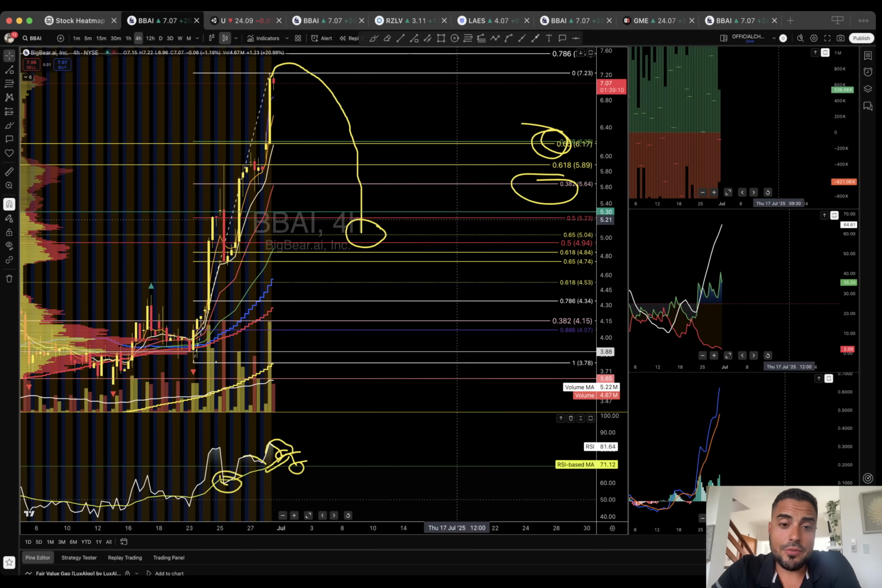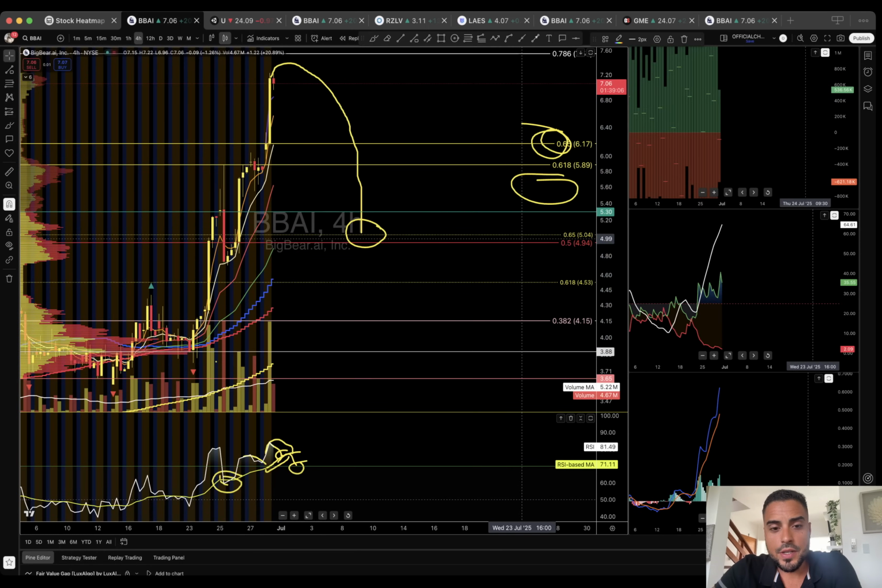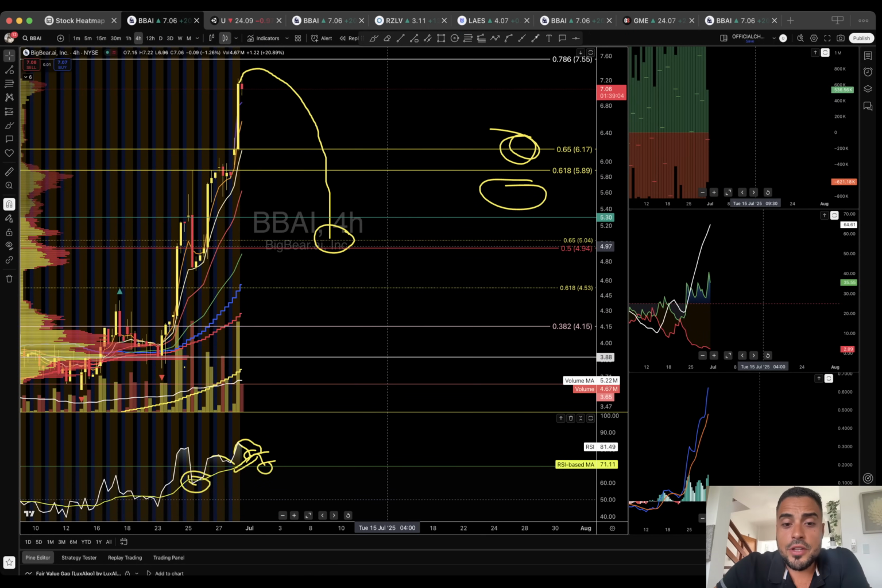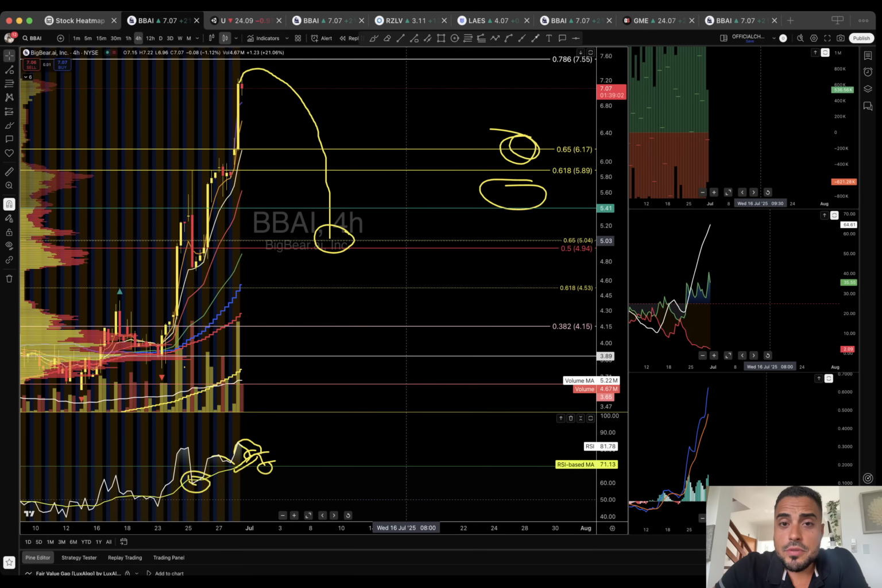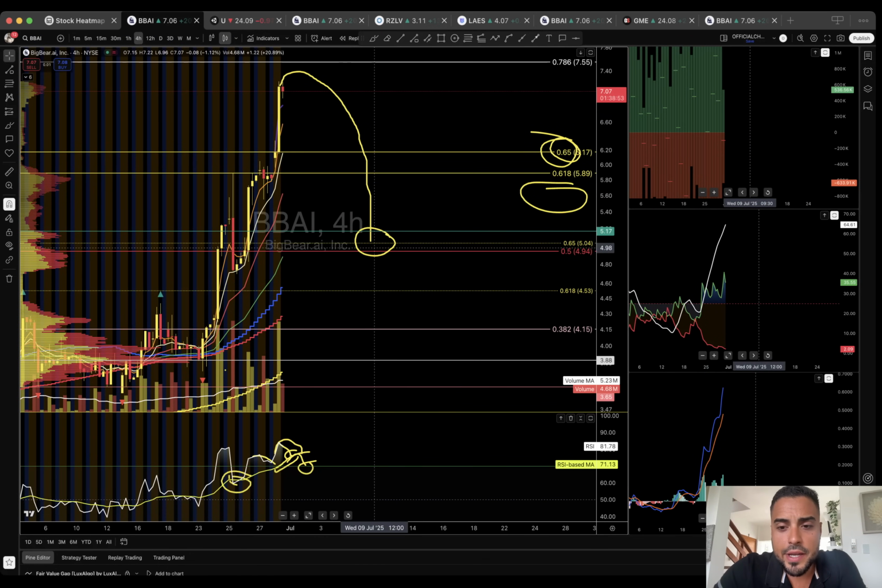Okay? Let me get rid of these micro fib levels real quick, because I know it gets a little bit confusing. You have your macro, and then you have your micro daily. Your macro is your monthly dotted lines, and your micro is your daily solid lines. I would love to get BBAI back into the zone, the 504 and the 494. Are we going to get there?